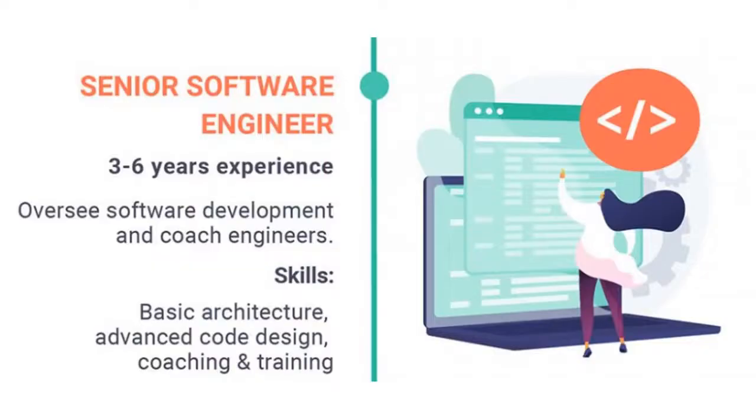As you move on after 3 to 4 years, you would move on from being a software engineer to being a senior software engineer. This basically involves a role where you're seeing the overall software development and you're coaching the software engineers and associate software engineers one-on-one. The skills required are a very basic architecture understanding and advanced code design, because you're managing a lot of code written by the software engineers, coaching and training people.